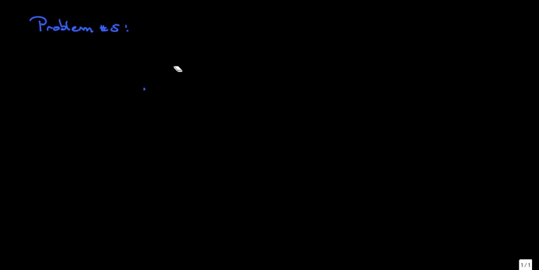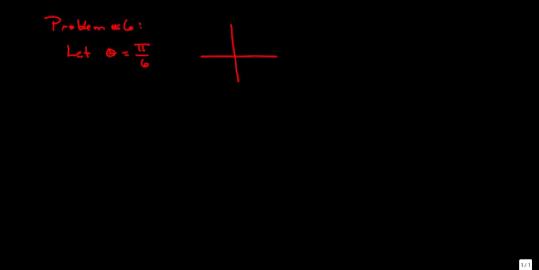Okay, let's go on to problem number 6. For problem number 6, we're going to let theta be equal to pi over 6, and we're going to find the least positive and negative angles that are coterminal with theta. So what that means is we have an angle. Okay, there it is, pi over 6. And I need an angle that's coterminal, meaning that it ends in the same spot.